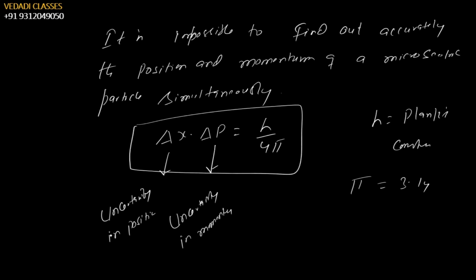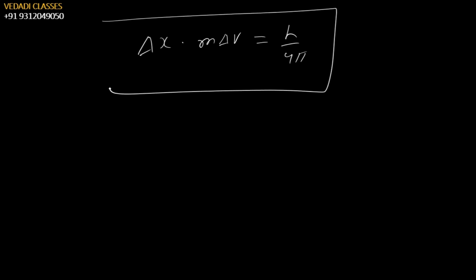Now have a look here. Momentum is mass into velocity. Mass will not change, but there will be a change in velocity. So we can write m into delta v, that is equal to h upon 4 pi. This is the formula he gave, and with the help of this formula, you can solve some questions.